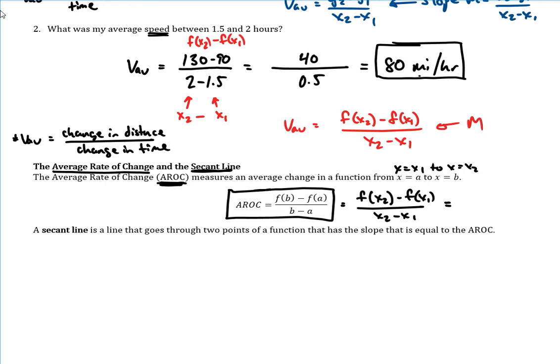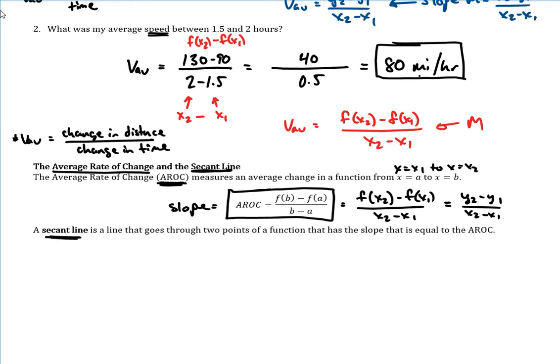So I wanted to show all the different notations. And then I wrote equals because, well, again, we could say, hey, if we want to rewrite it using our most basic slope equation, there we go. So the average rate of change, again, is really just the slope.